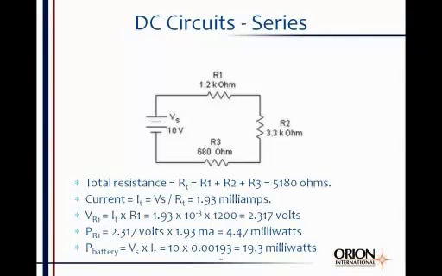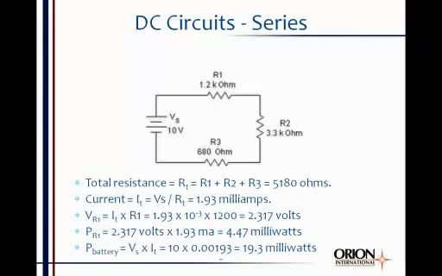If I want to find the power dissipated in resistor R1, power is equal to voltage times current. We just calculated the voltage drop across R1, 2.317 volts. If I multiply that by the current in this circuit, 1.93 milliamps, I come out with 4.47 milliwatts, times 10 to the minus 3 watts, in other words. I could also use I squared R. I squared R would give me exactly the same answer, 4.47 milliwatts.